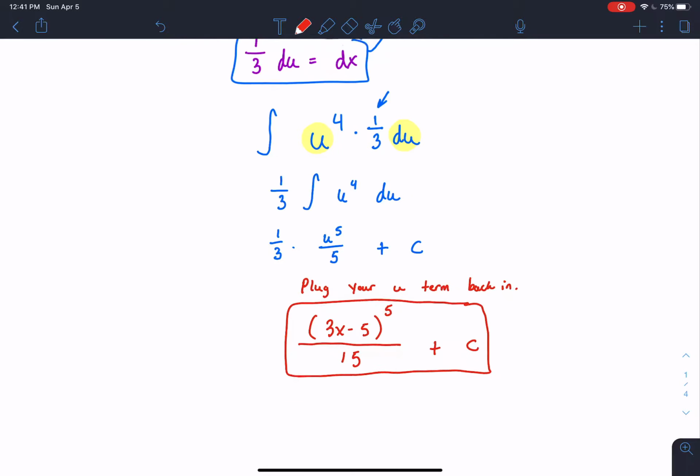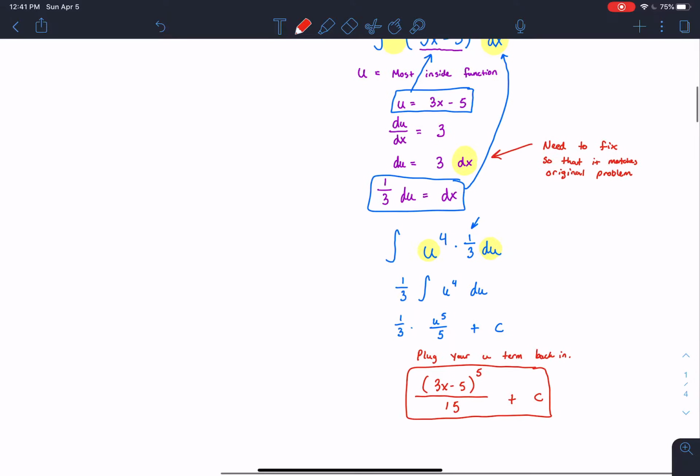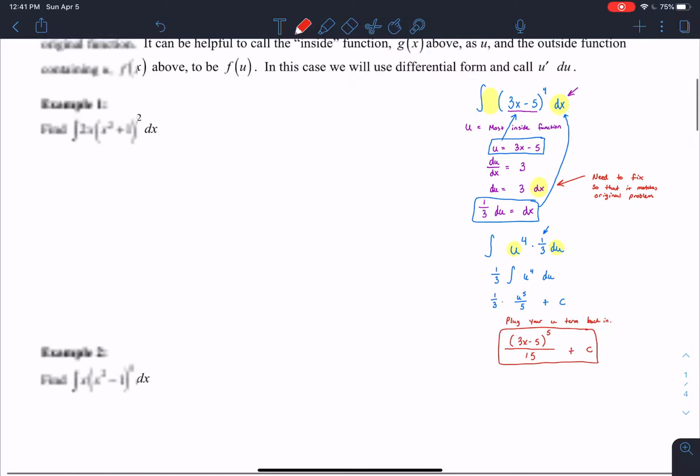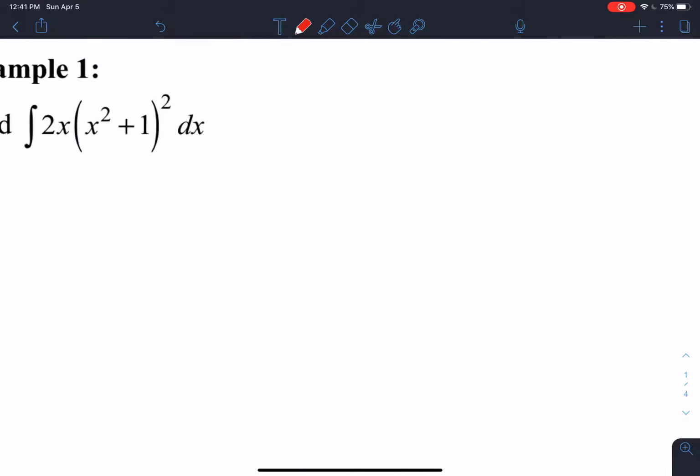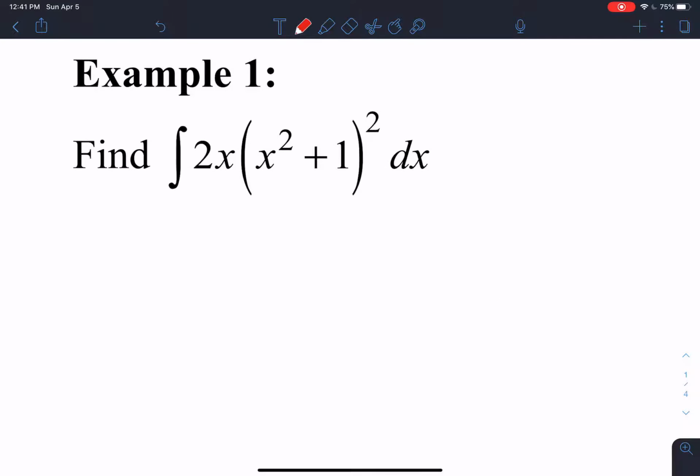So again, the big thing is figuring out what is u, and then working from there. So let's jump to the first one. It says find the integral of 2x times x squared plus 1 squared. Now look for your most inside term. Because this is built inside of the squared term, I'm going to say u is x squared plus 1.